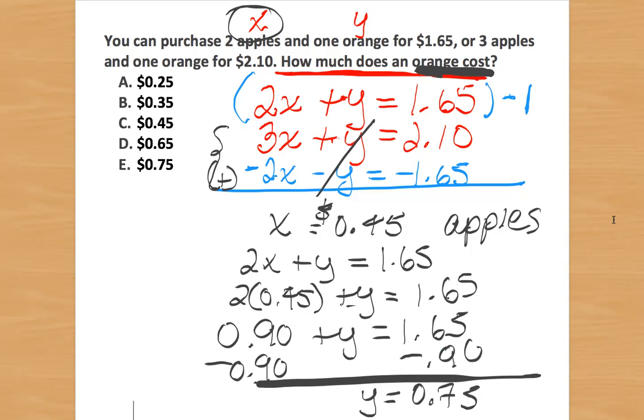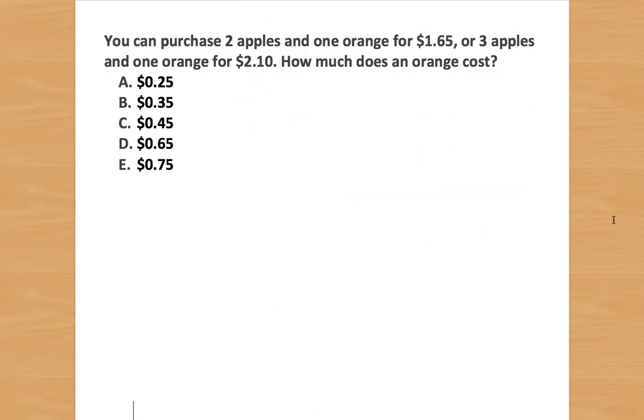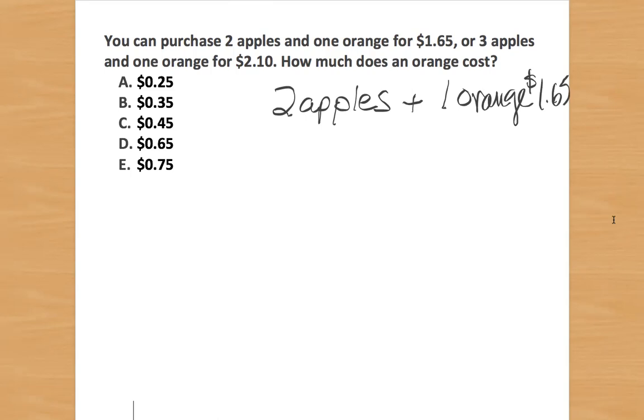Not bad, not bad, not bad. Now, I can hear some of you right now saying, oh my God, why did we have to do so much work? No, you don't have to. You can guess and check it, guys. Seriously. Let's look at the difference between these two options. So 2 apples plus an orange costs $1.65. Wow. 3 apples and 1 orange costs $2.10.